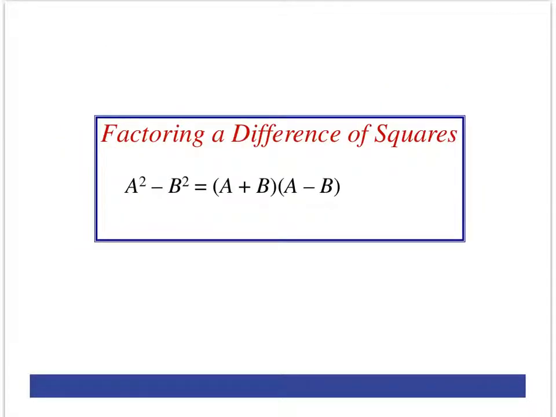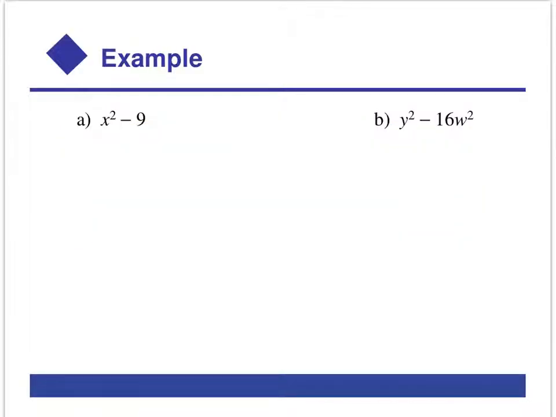Alright, we're going to factor some more. So here's a couple examples. So it's x squared minus 9. They have different signs. They're both perfect squares. The square root of x squared is x. The square root of 9 is 3. So you're going to write it down twice. One's plus, one's minus.